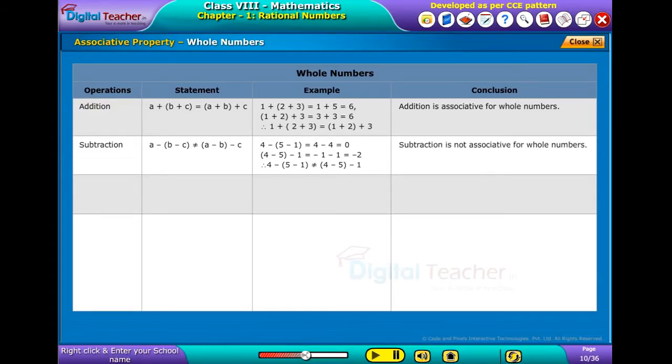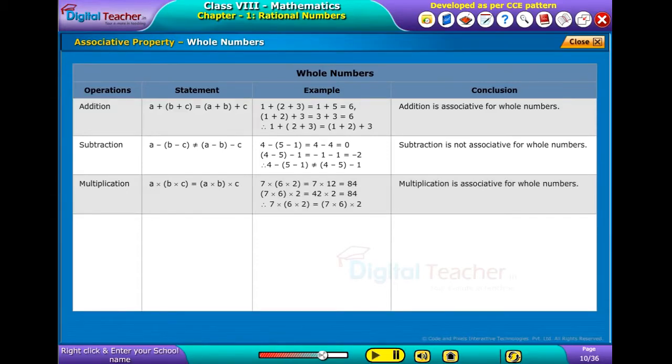Under multiplication, it states that the product of three whole numbers remains the same even if the grouping of the numbers is changed. For example, the product of 7, 6 and 2 is the same even if there is a change in their order. It concludes that multiplication is associative for whole numbers.